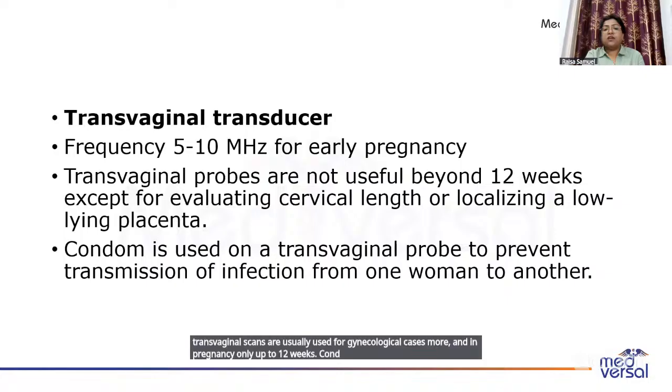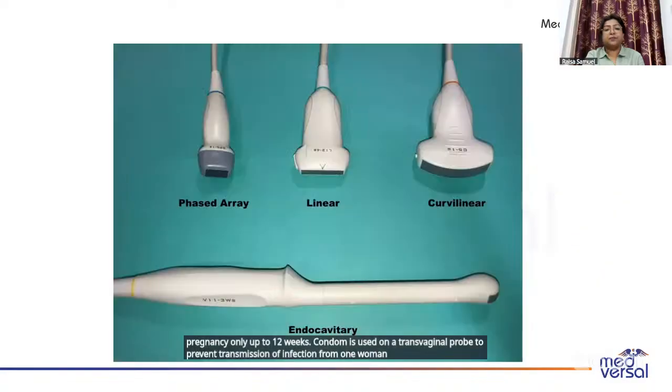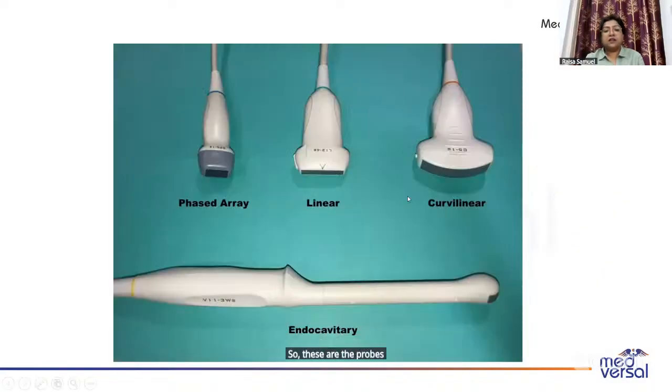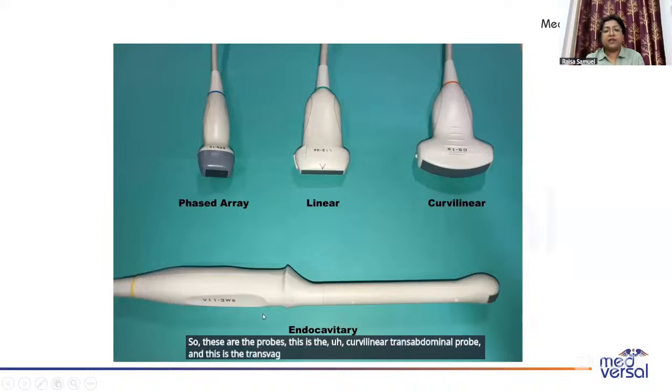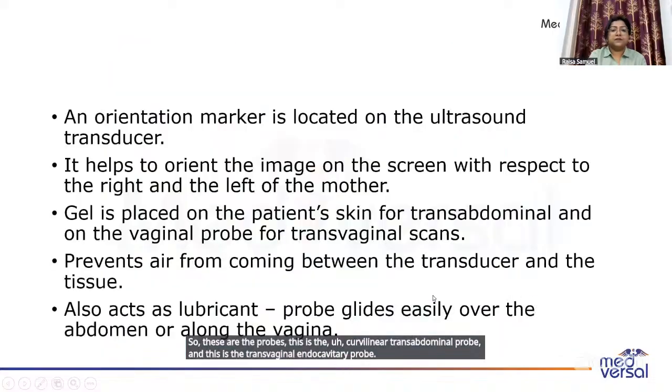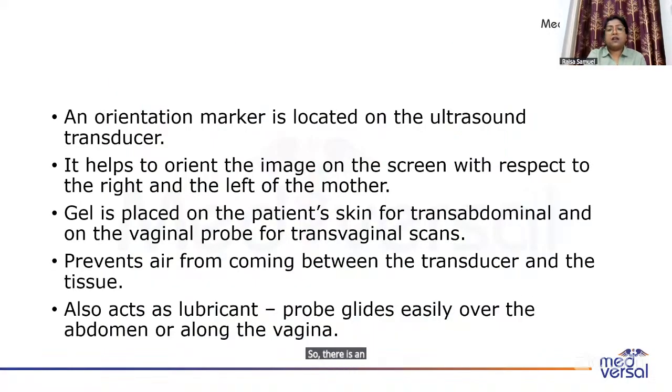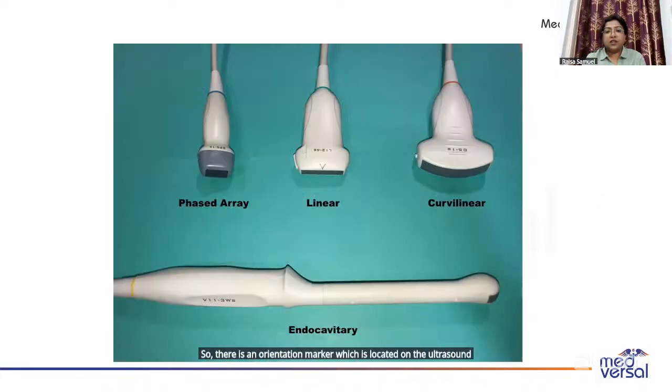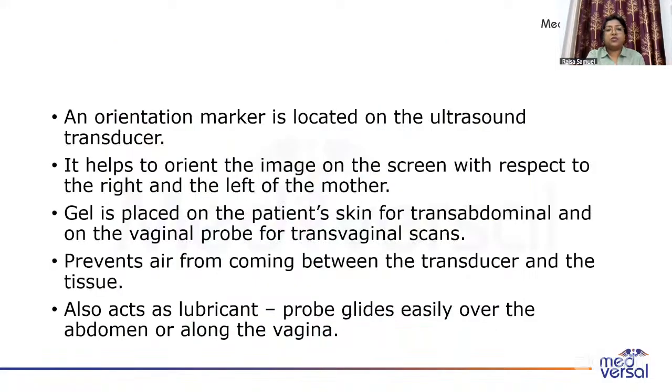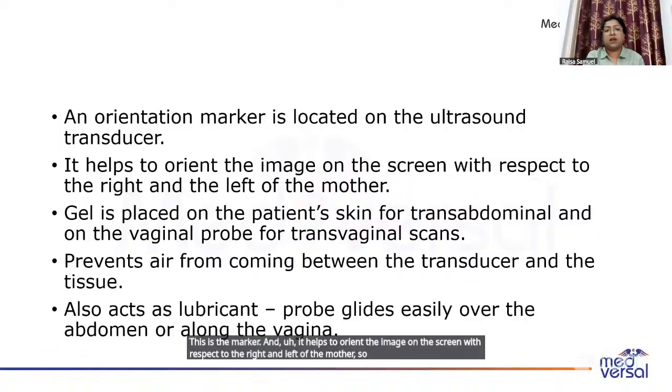A condom is used on a transvaginal probe to prevent transmission of infection from one woman to another. So these are the probes. This is the curvilinear transabdominal probe, and this is the transvaginal endocavitary probe. There is an orientation marker which is located on the ultrasound transducer. Here you can see the marker. This is the marker. It helps to orient the image on the screen with respect to the right and left of the mother. So when you place that marker, you know which is the right and which is left of the mother.